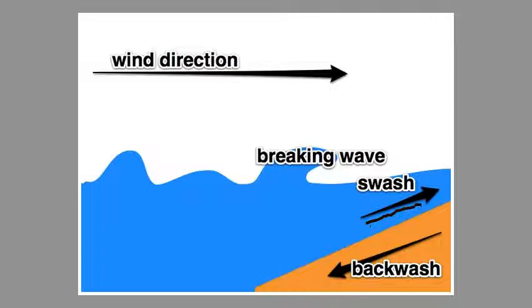The next concept that we need to understand is the concept of backwash. Now, backwash, as that arrow shows us, is the movement of water back down the beach into the ocean.